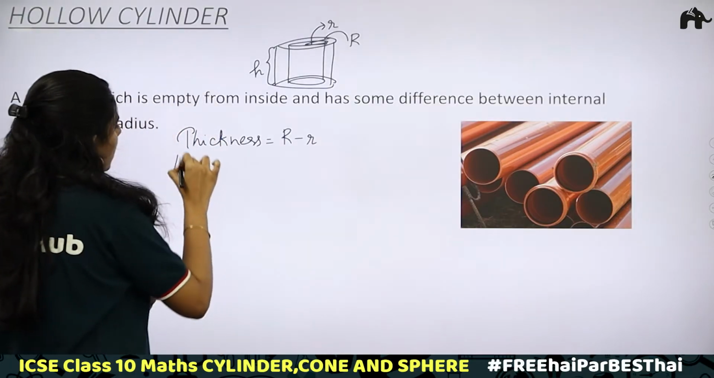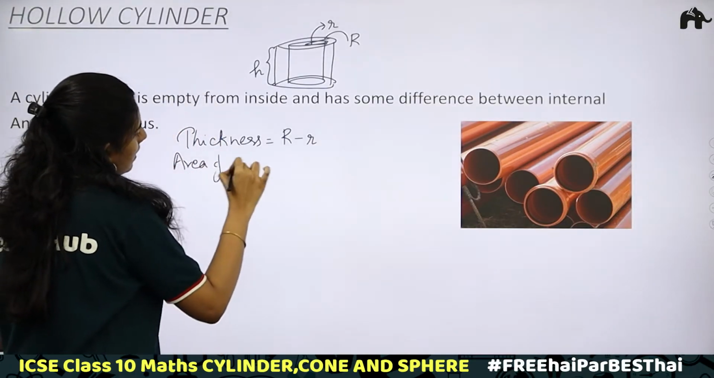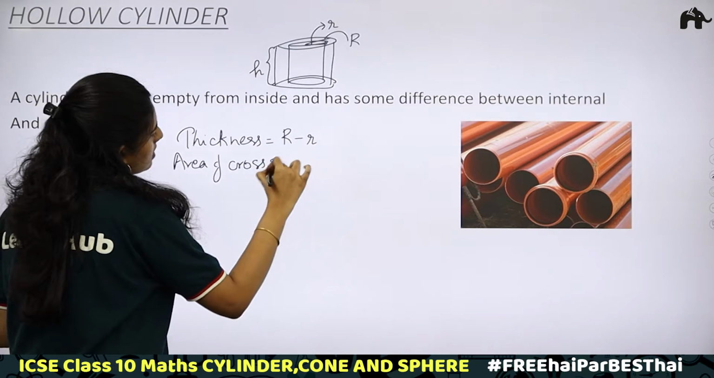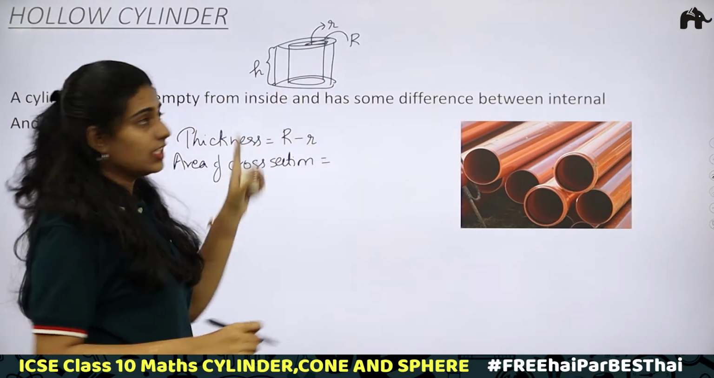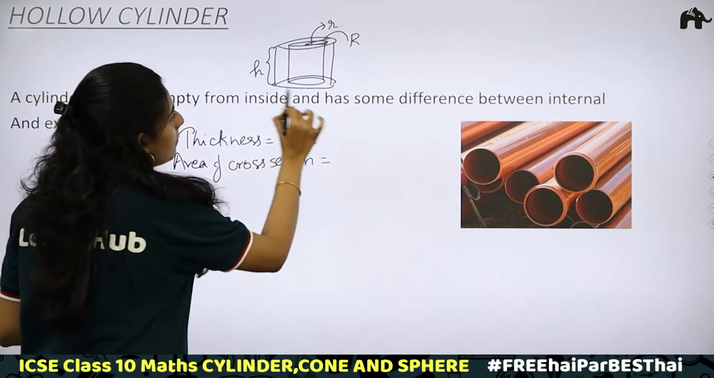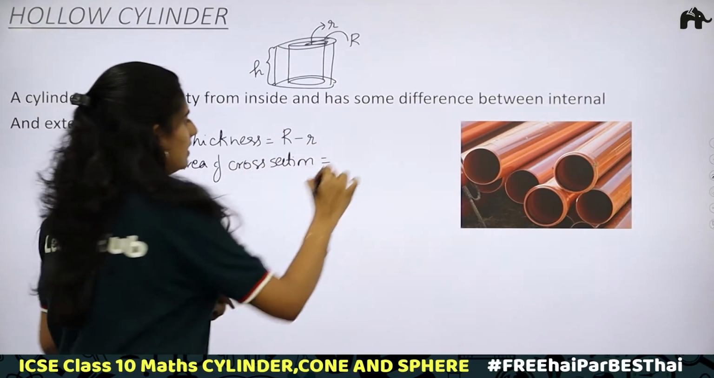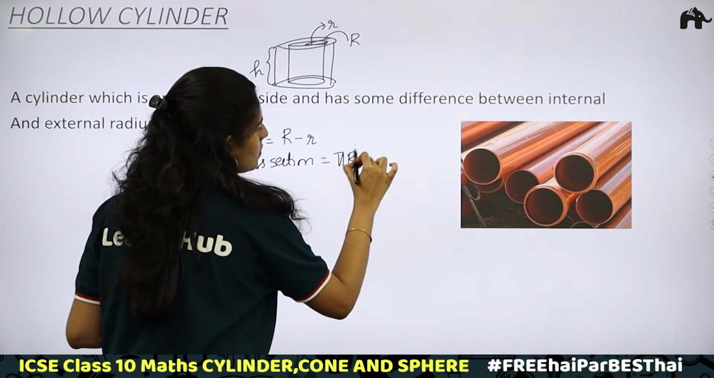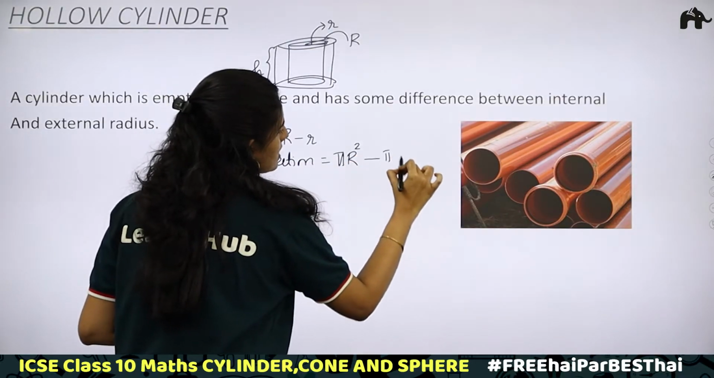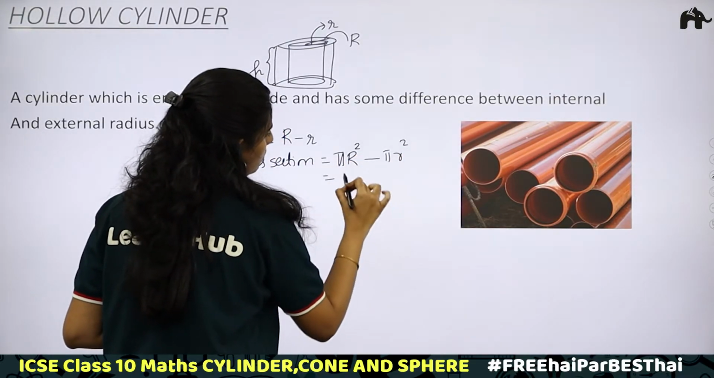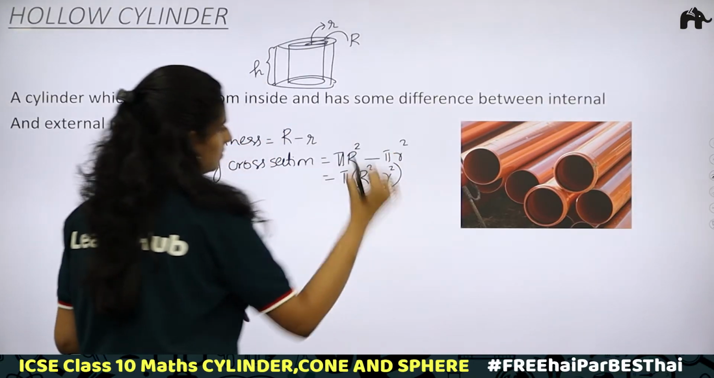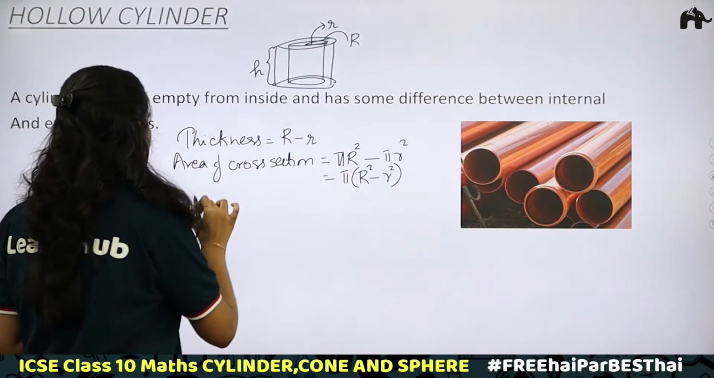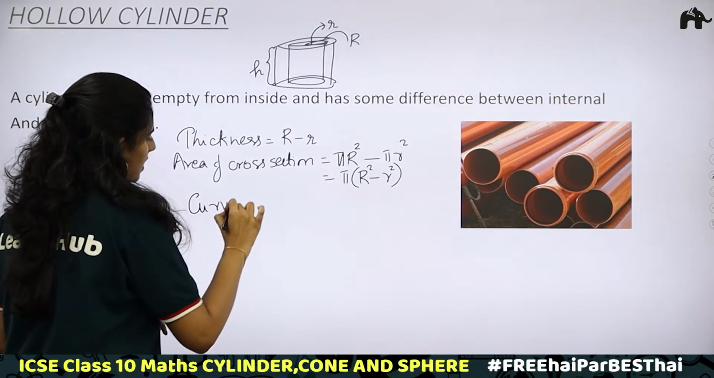What about area of cross section then? Area of cross section will be equal to area of the bigger circle minus area of smaller circle. That is pi capital R square minus pi small r square, which is equal to pi into capital R square minus small r square. Next, we'll find the curved surface area.